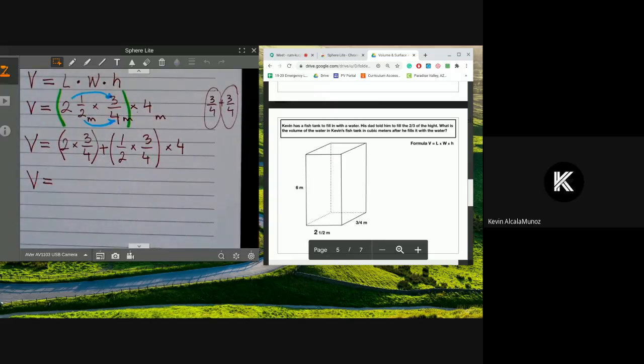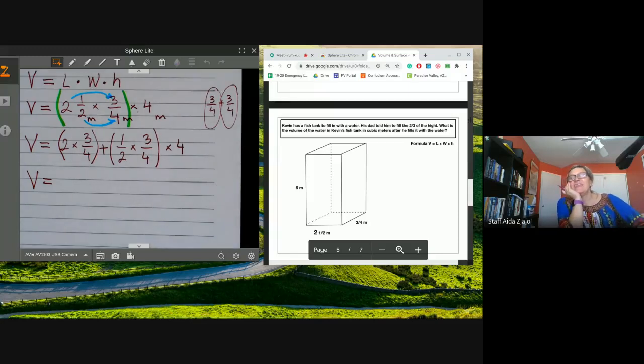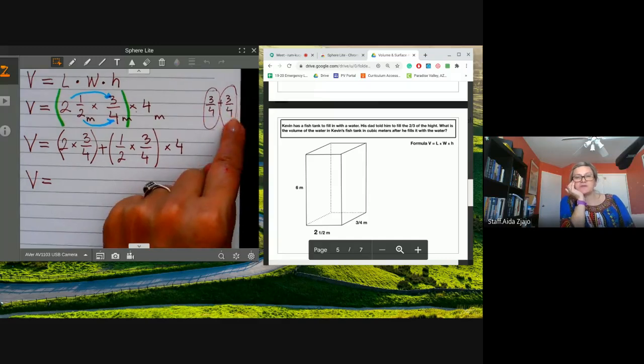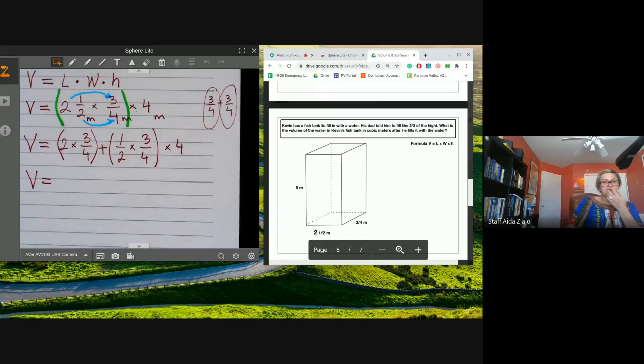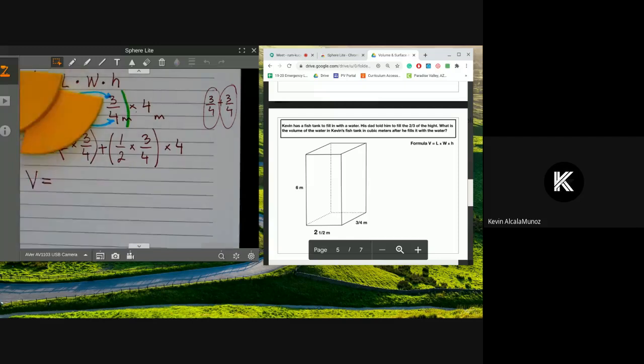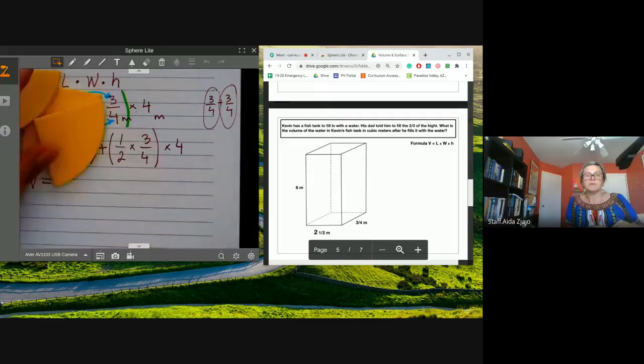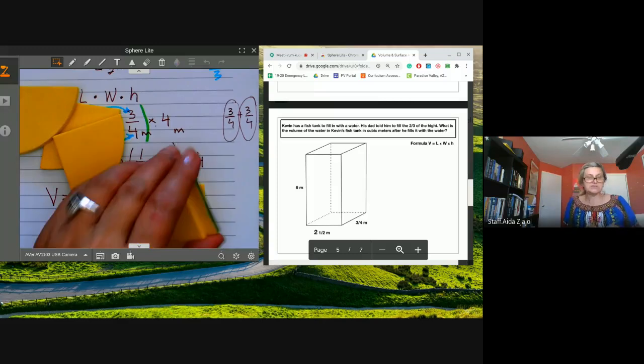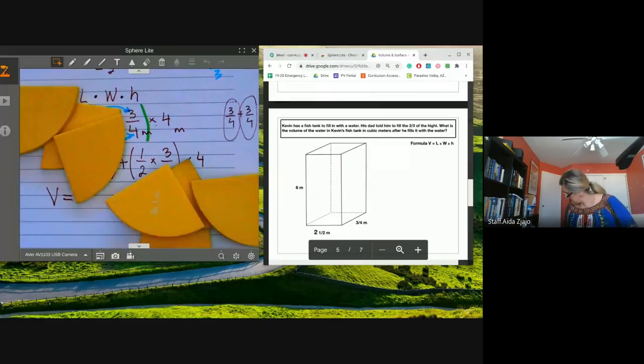Look, this is one group of 3/4 plus one more group of 3/4. That is equal to how many fourths? You should add 3/4 plus 3/4. What should be 3/4 plus 3/4?